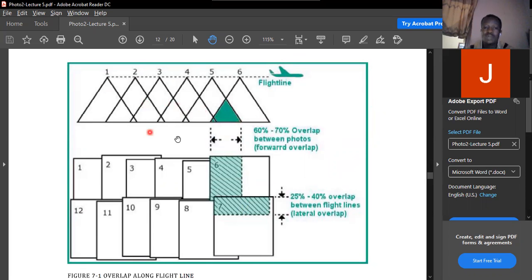Pictorially, this is what is happening. The plane goes that way, pictures are taken. We have an overlap, the forward overlap. Then we have the side lap, or lateral overlap. It depends on whether you're American, Canadian, or British. Some of these words differ, so when you say side lap, someone else may be saying something else.